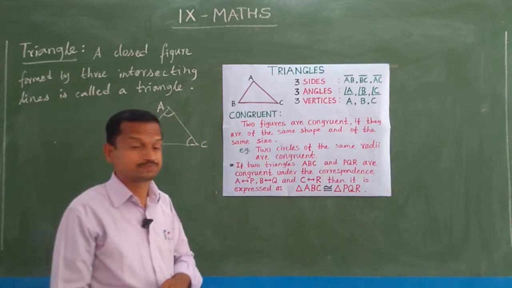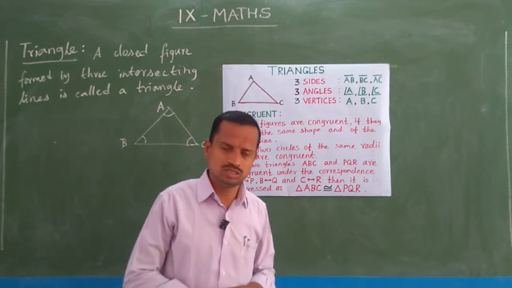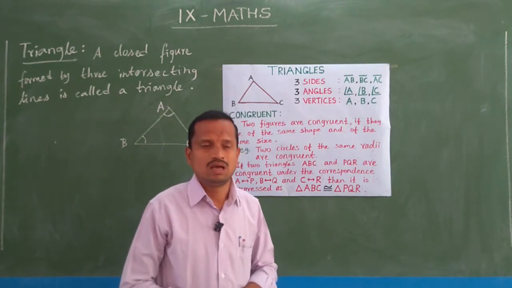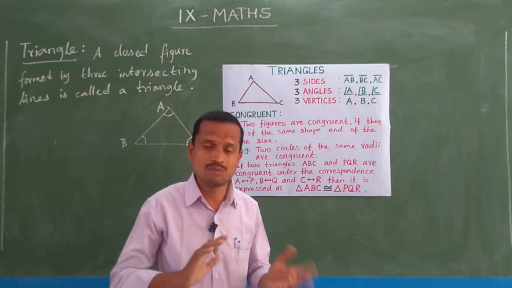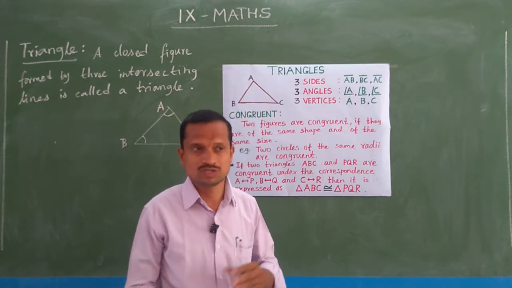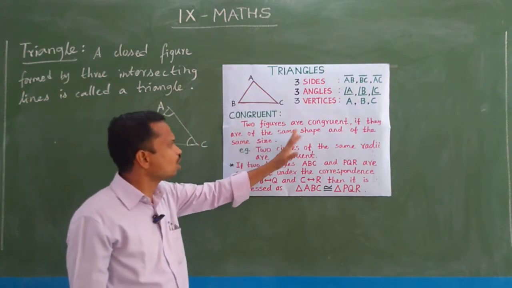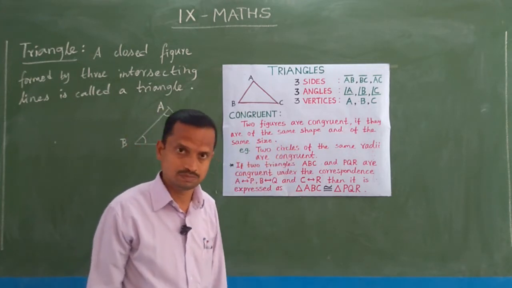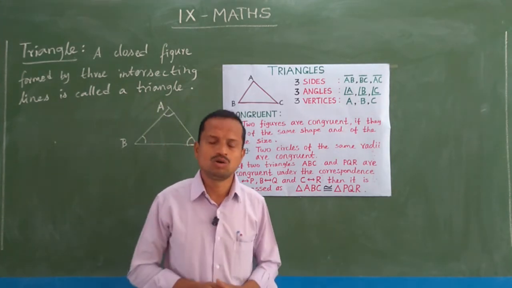Congruent. After knowing basically what is a triangle, in this chapter we are going to see what is congruent. Congruent means you have to consider two triangles and compare their size and angles, and then we say whether they are congruent or not. First of all, we see what is congruent. Two figures are congruent if they are of the same shape and of the same size. The shape and size should be the same.